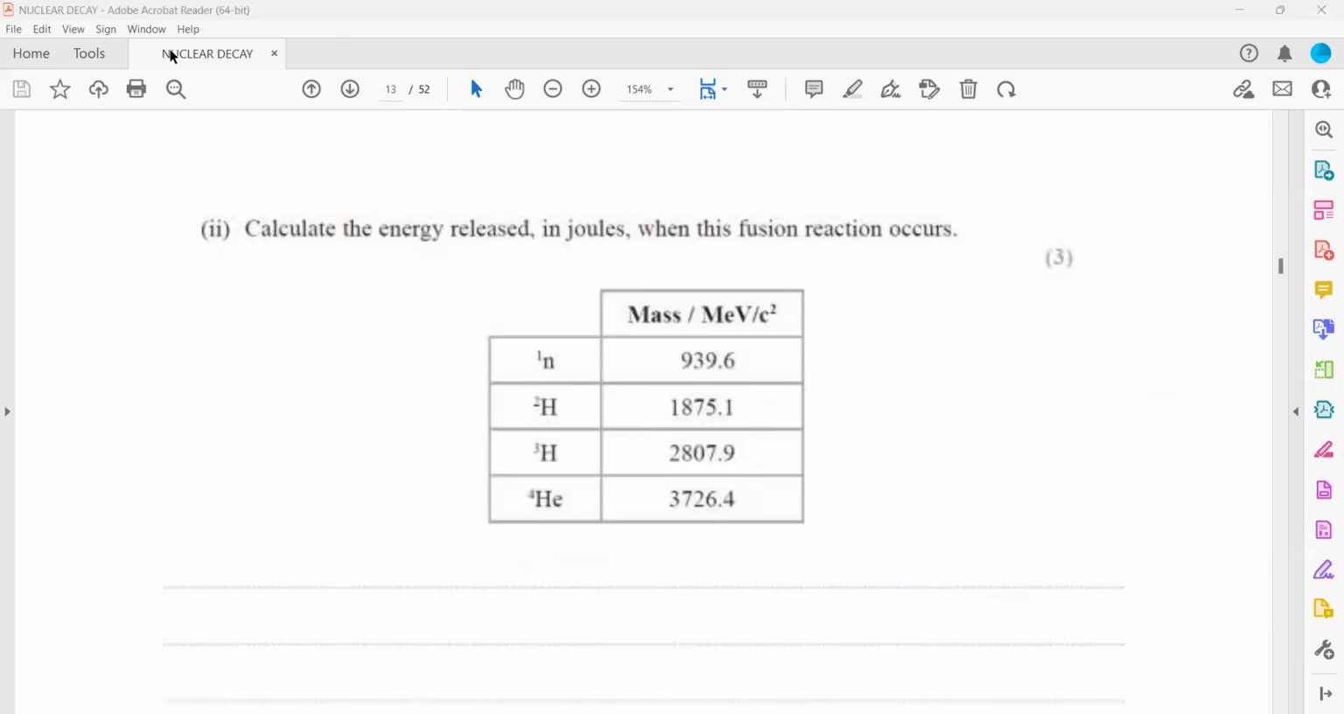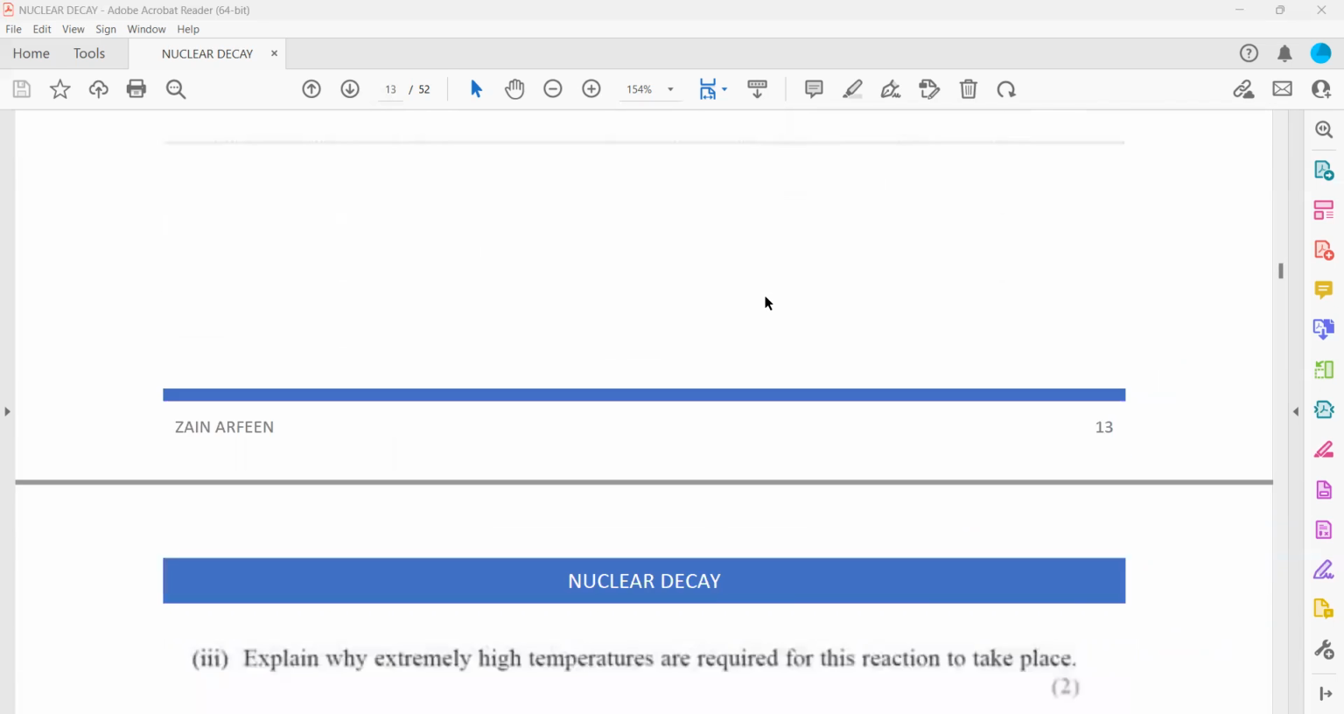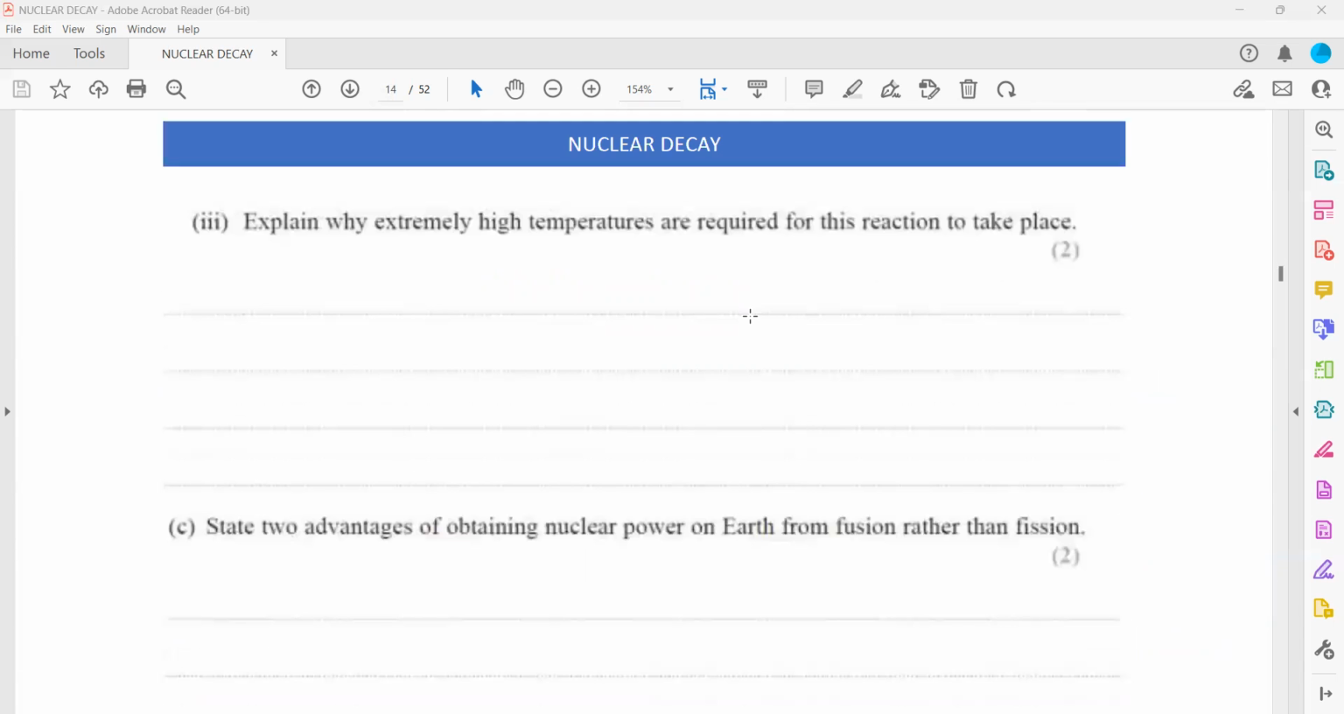Whenever a question is there, even if it's nuclear fission or fusion, it's always the same case: you first find the mass of the reactants, then the mass of the products, and take the difference.